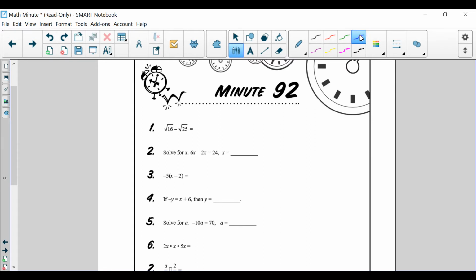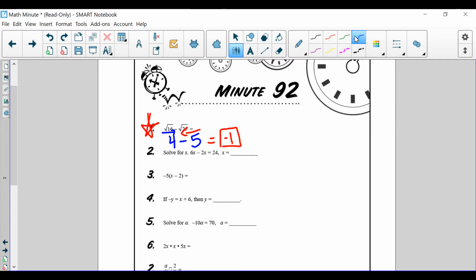Alright, so we've got square root of 16 minus square root of 25. That's going to be 4, right? Minus 5. Keep in mind that 4 means you're going forward and minus 5 means you're going backwards. So where do we end up? We end up at -1 here. Alright, if you got that, give yourself a star.